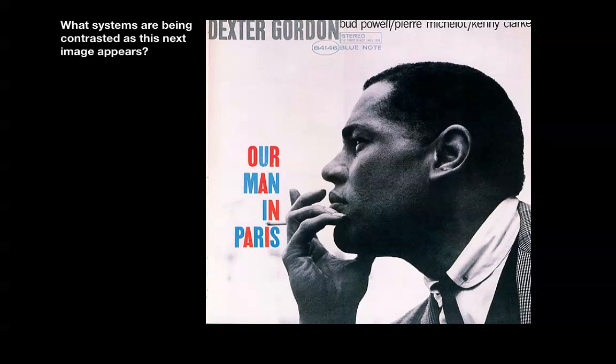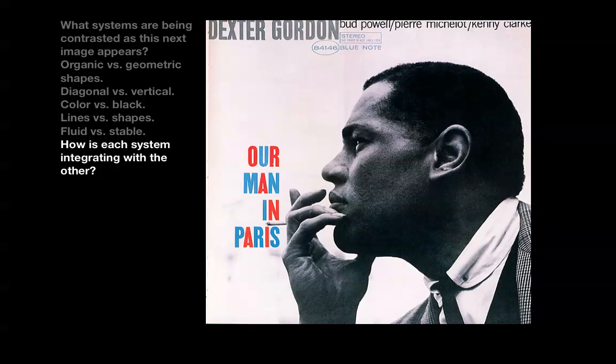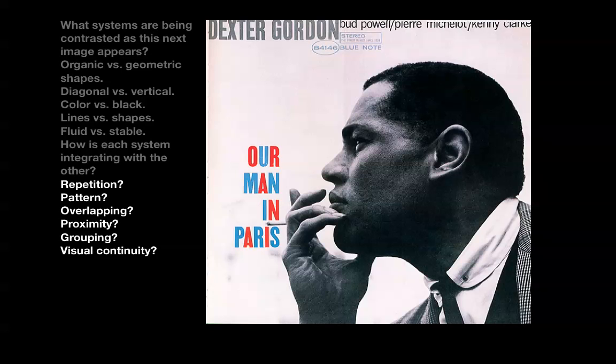What systems are being contrasted as this next image appears? Organic versus geometric shapes, vertical versus horizontal, color versus black, lines versus shapes, fluid versus stable, all the above. How is each system integrating with the other? Repetition, pattern, overlapping, proximity, grouping, visual continuity.